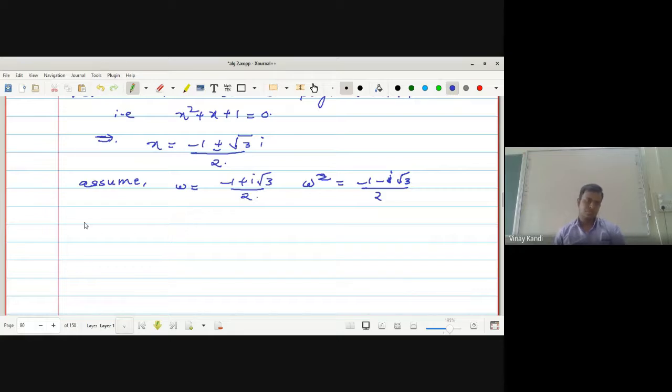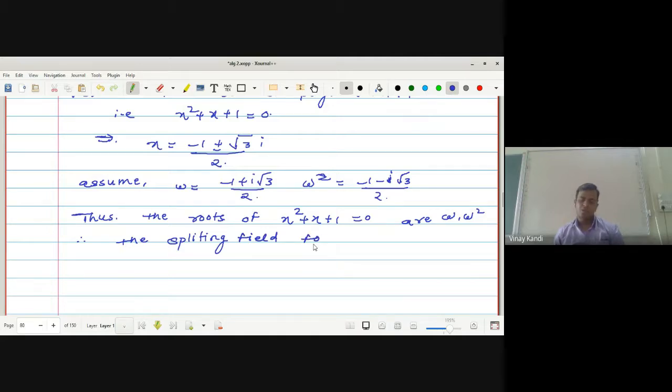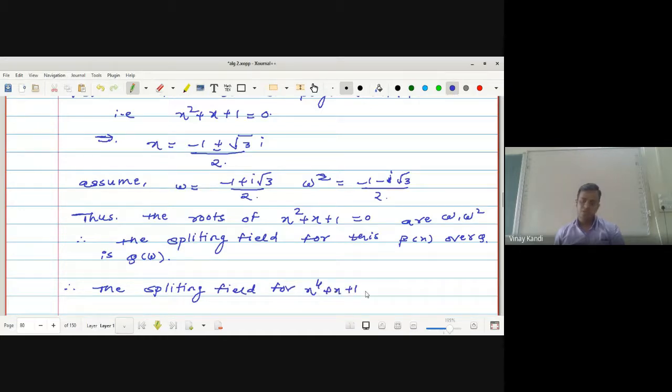So the two roots of x^2 + x + 1 = 0 are w and w^2. Therefore, the splitting field for this polynomial over Q is Q(w). So the splitting field for f(x) = x^4 + x^2 + 1 over the field Q is Q(w).